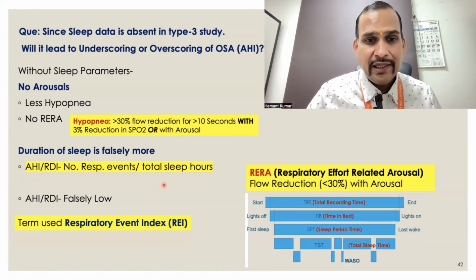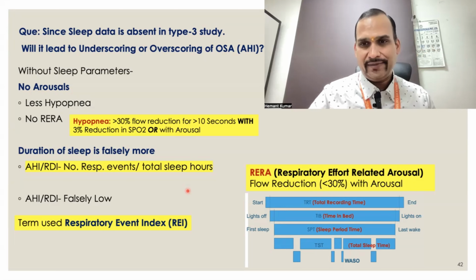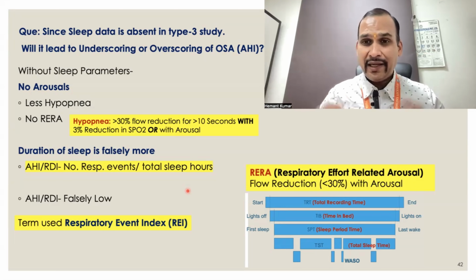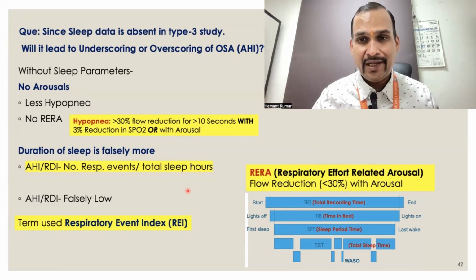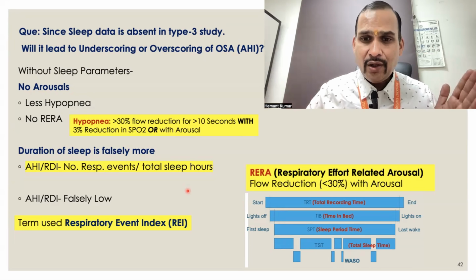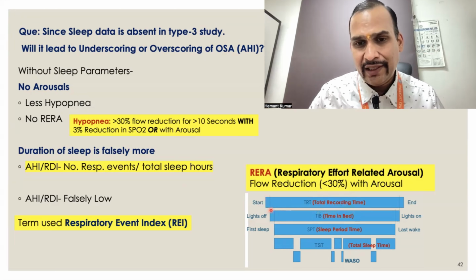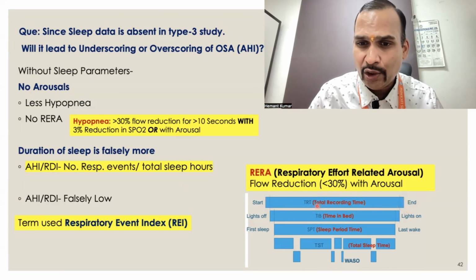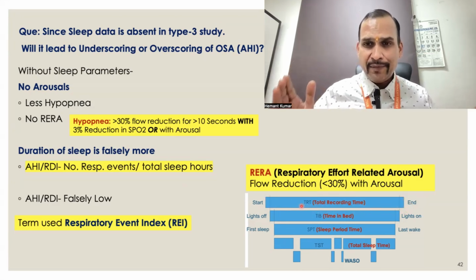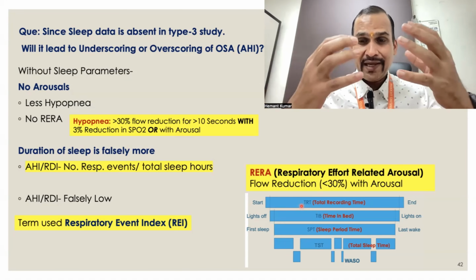Another thing is total sleep hours. We don't have EEG, so we cannot tell the actual sleep onset, when the patient wakes up at night, how many hours the patient slept, or how many arousals there were. We don't know. So we are taking recording time as the total sleep time. This is the time when we started the machine, and this is the time when we switched off the machine. We are taking the whole recording time as sleep time. So sleep time is falsely more. Arousal is less, hypopnea is less.